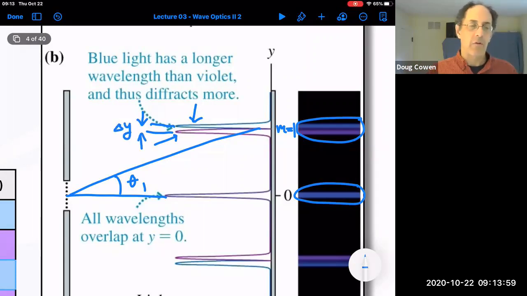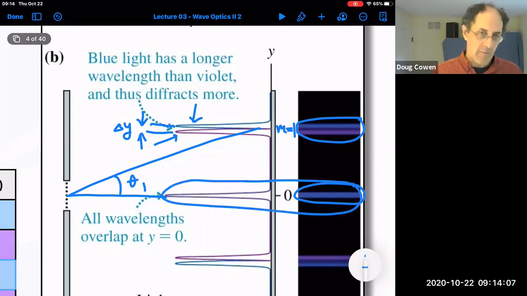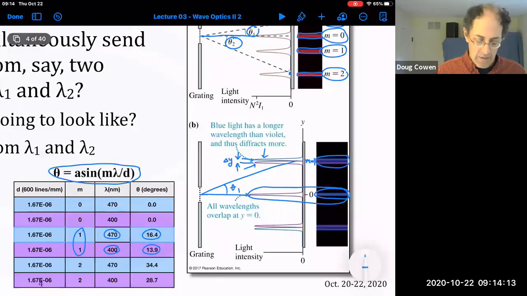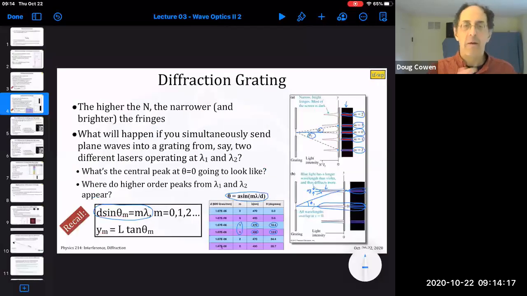So you can tell that there are two different wavelengths coming in, not by looking at the central maximum, because they're all on top of one another, but by looking at, say, the m equals 1 order, where you will see two fringes next to one another. For example, in this case, where the wavelengths of the light that we're looking at are quite close together, that means that the fringes will be close together on the screen.